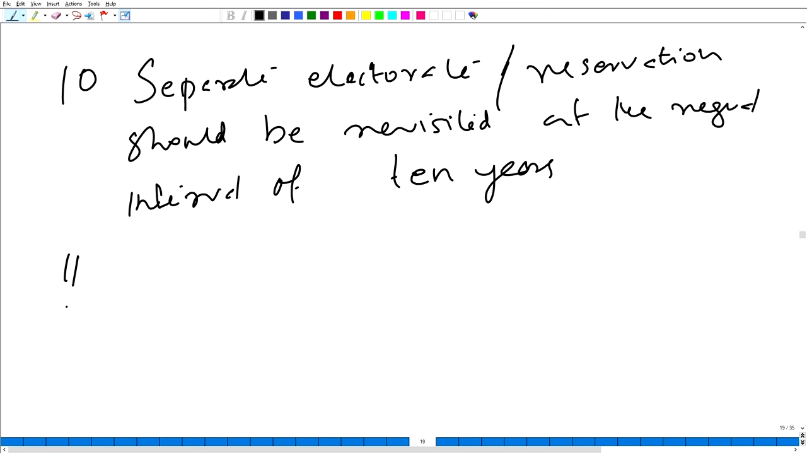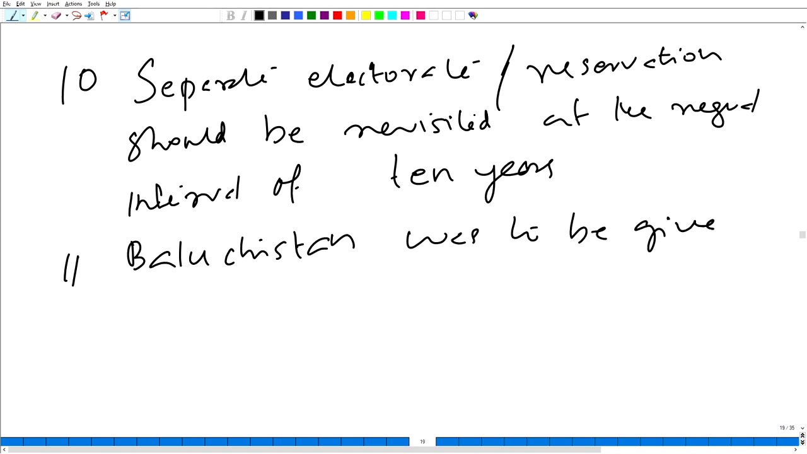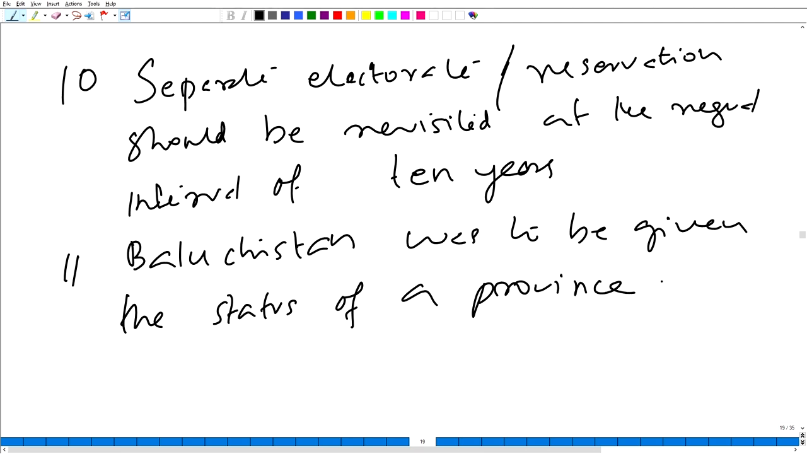What was the last recommendation included in the proposal of the Nehru report? Balochistan was to be given the status of a province. These were the recommendations included in the Nehru report.